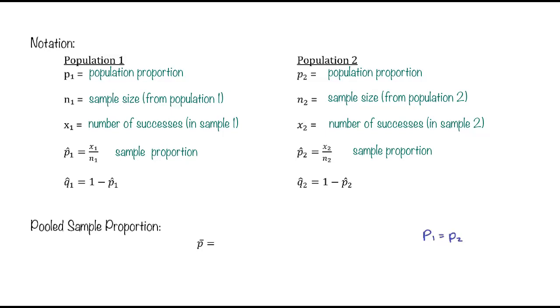When we calculate a proportion, we have X over N. And if we want to combine our two samples, we'll have a total number of successes, X1 plus X2, and we'll have a total sample size of N1 plus N2. That's our pooled sample proportion. We use P bar to notate this, and necessarily then Q bar is equal to 1 minus P bar.